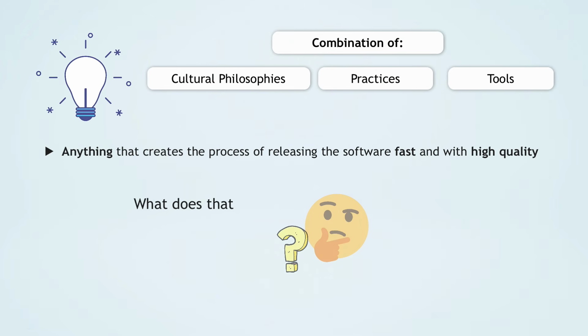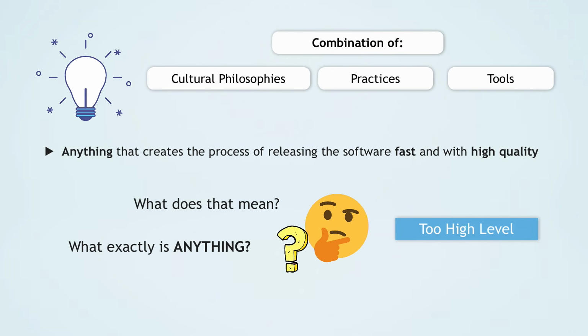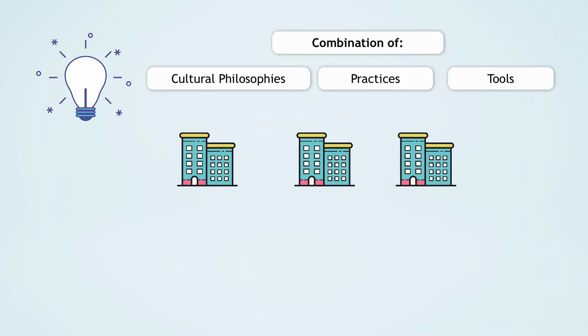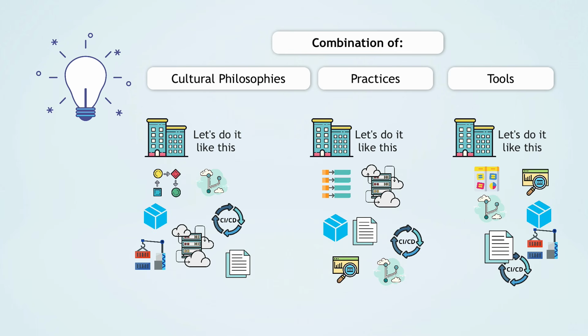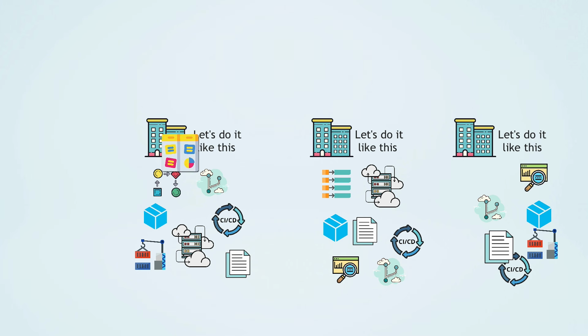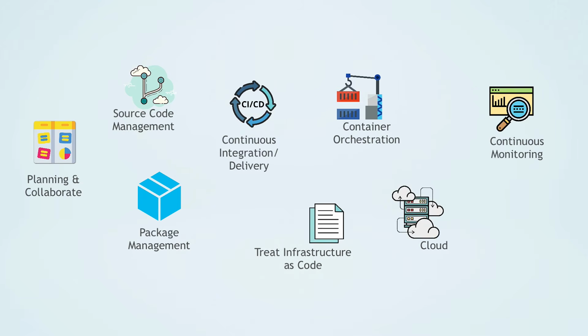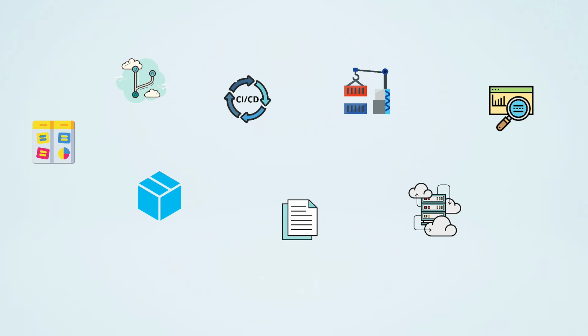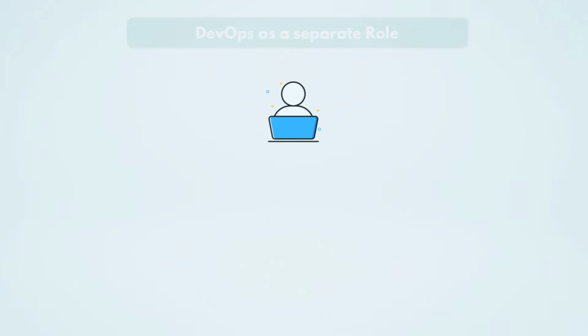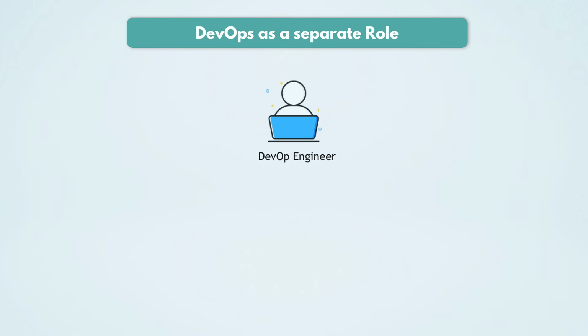But actually, this definition is too broad and too high level and makes it hard to imagine how it works in practice. So it's just not specific enough. So naturally, different companies implemented DevOps in different ways. So the actual implementation of DevOps looked pretty different from company to company. But since companies started adopting it, gradually it got a more concrete form with some of the common patterns across many companies.